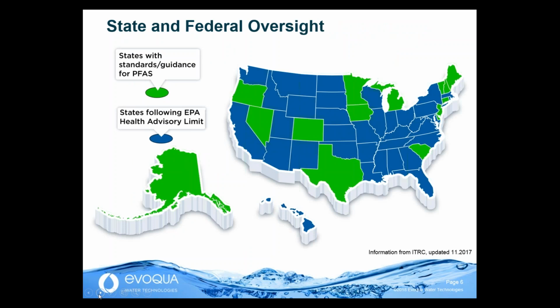So why now? We've talked about the EPA's health advisory that came out 2 years ago. And while that's non-enforceable, public perception has really driven a lot of water authorities and military sites to take action now. As you can see on the map, there's also the green states, which have moved forward with their own standards or guidances for PFAS. And oftentimes they've included PFAS chains that are both short and long, not just meeting the EPA's health advisory standard.